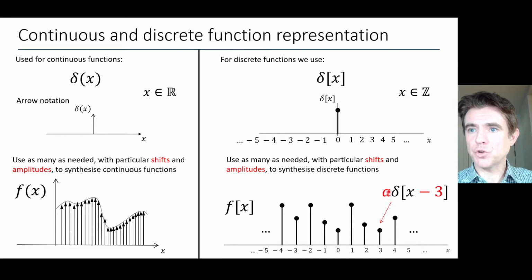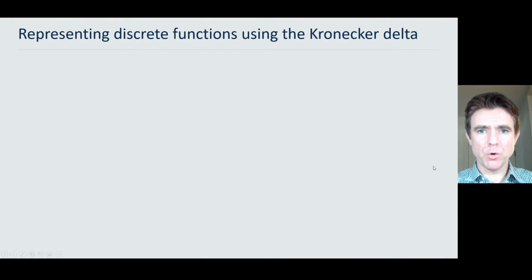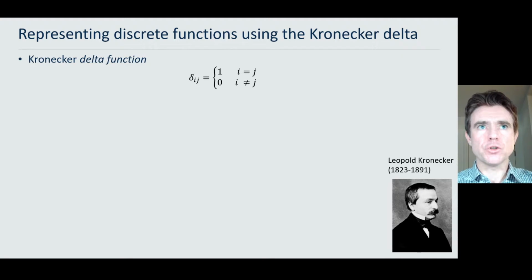And then I can just control the amplitude with some coefficient a in this example. Okay, so let's get a bit more into the discrete delta function, starting from the Kronecker delta function, named after a German mathematician, Leopold Kronecker. It's a very simple definition. Delta ij is equal to 1 when these two subscripts are equal, or equal to 0 when they're not equal.